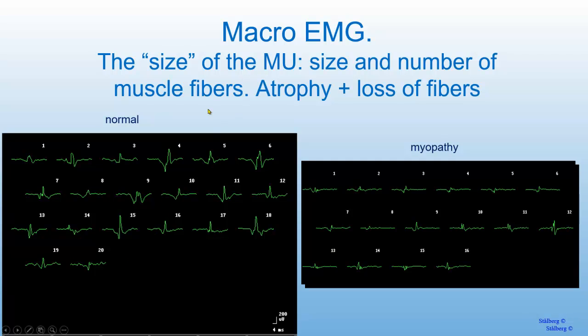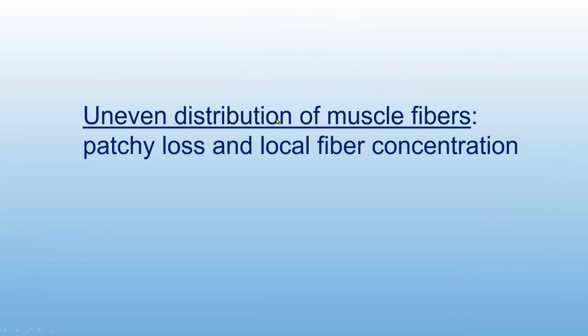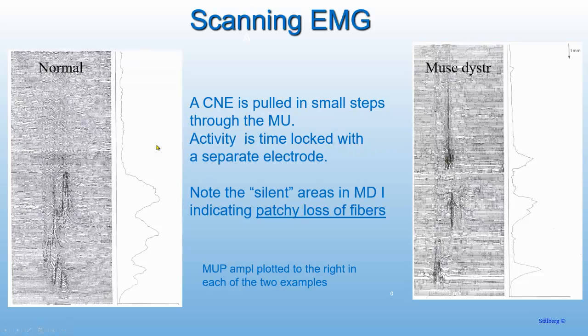The macro EMG can easily see the size of the motor unit. Here are 20 normal macro EMG signals with a certain amplitude, and here is the smallness seen in a patient with myopathy. The next parameter that we wanted to investigate is the distribution of muscle fibers within the motor unit and the patchy loss of fibers.